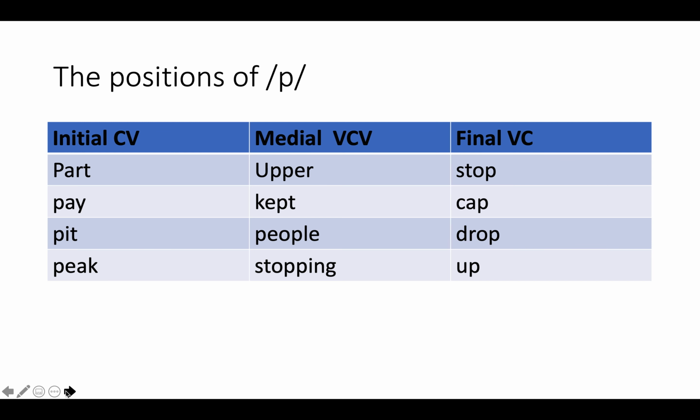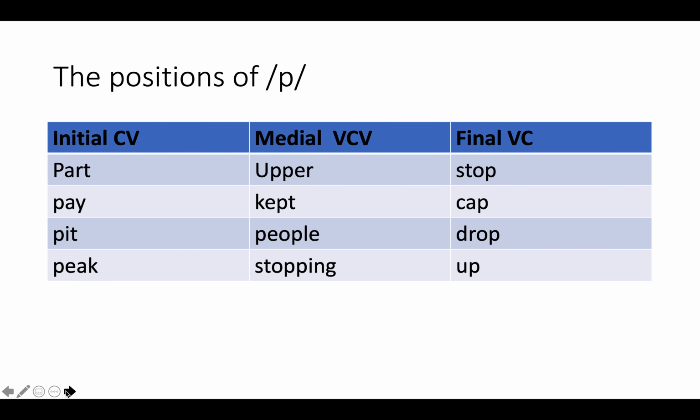In medial position, we have, for example, upper, kept, people, stopping. If we want to analyze the word upper, we will say upper begins with a vowel, so it is V, and then the vowel is followed by p, which is a consonant, and then we have the vowel e, so it is V. So V, C, V, which means vowel, consonant, and then another vowel.